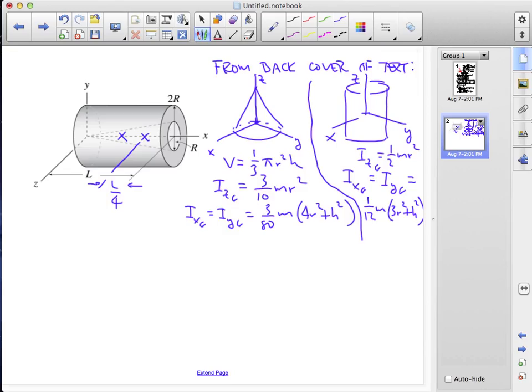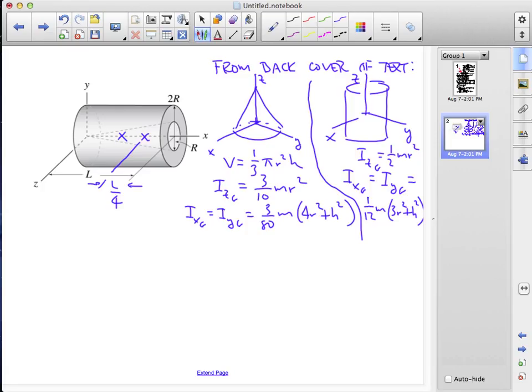We have here a summary of the information we get from the inside back cover of the textbook. One of the things to be aware of is that the local x, y, and z axes that are embedded in objects in the back of the book may not correspond to the x, y, and z axes in the problem statement. So we'll notice here that if we want to find the mass moment about the x-axis in our problem statement, we want to be sure to use the values for IZ for the cone and the cylinder, because that corresponds to the axis of revolution in both cases.